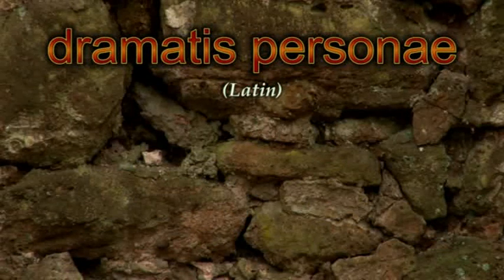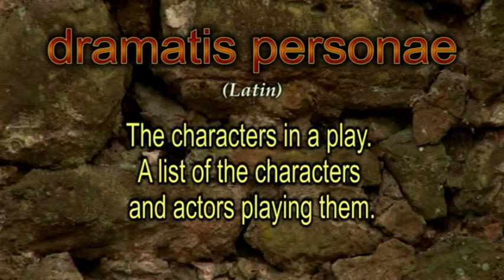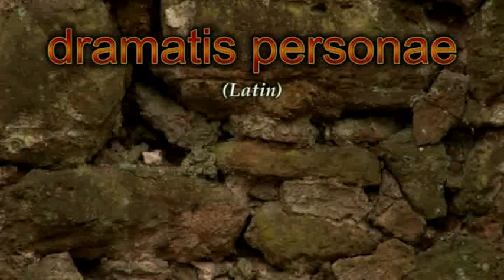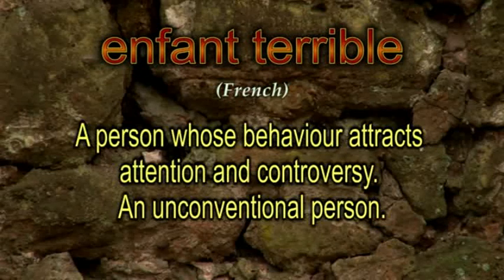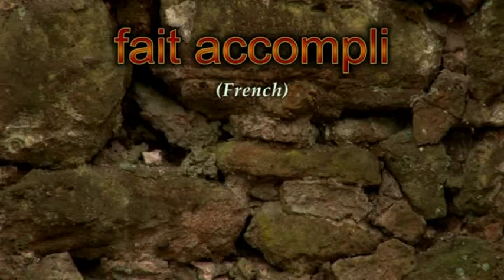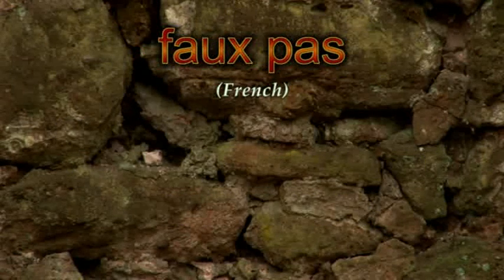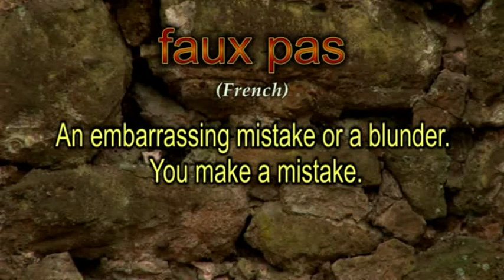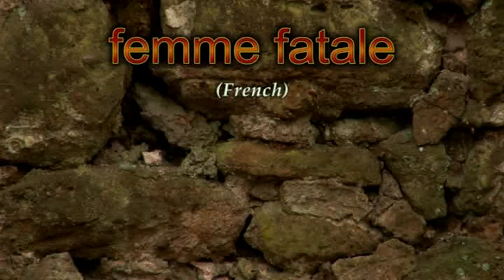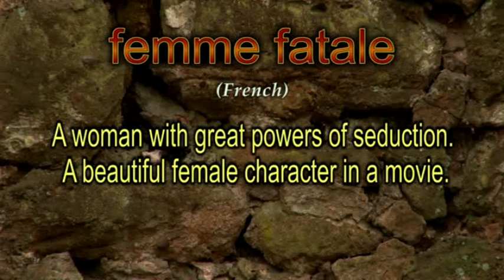Dramatis personae, the characters in a play, a list of the characters and actors playing them. Enfant terrible, a person whose behaviour attracts attention and controversy. An unconventional person. Fait accompli, a thing that has been done or decided and cannot be changed or altered. There is no going back. Faux pas, an embarrassing mistake or a blunder. You make a mistake. Femme fatale, a woman with great powers of seduction, a beautiful female character in a movie.